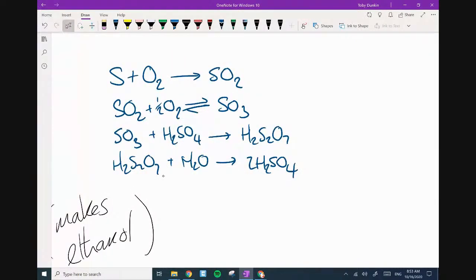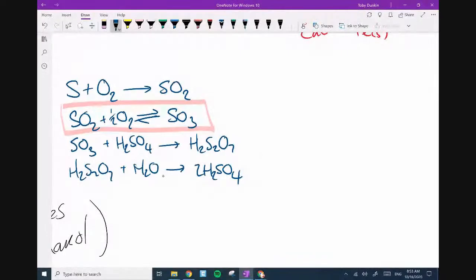Now, the only equation that you actually need to know is the equilibrium one. But these others have appeared in various questions, so I shouldn't delete them. The only one you need to know for equilibrium is that one, so we need to know the conditions for it. What are the conditions for this?